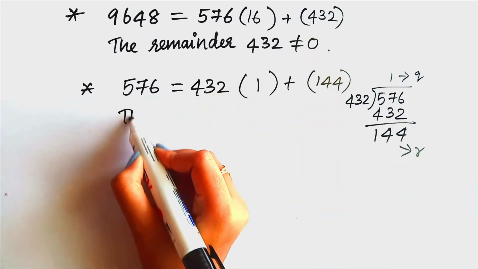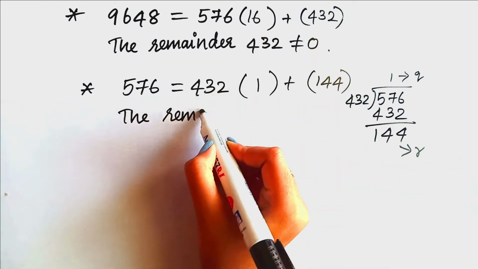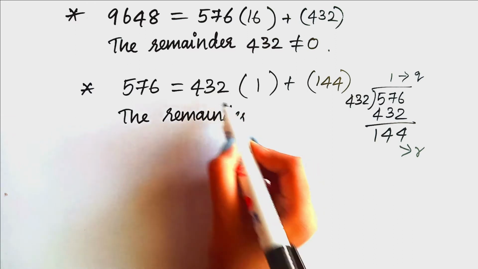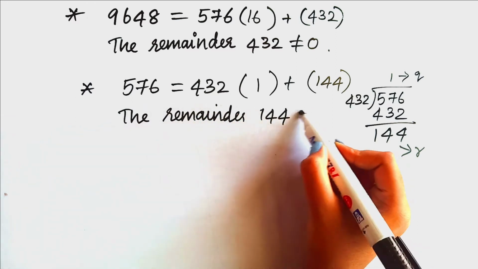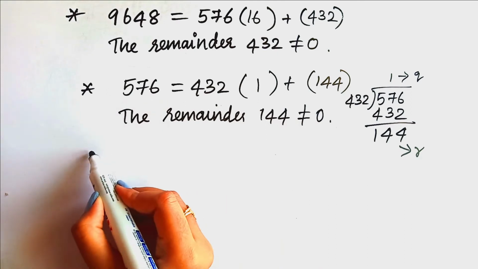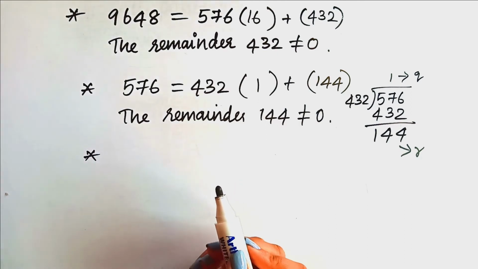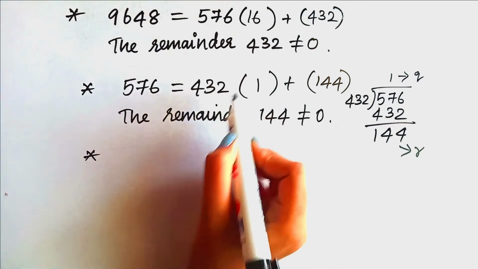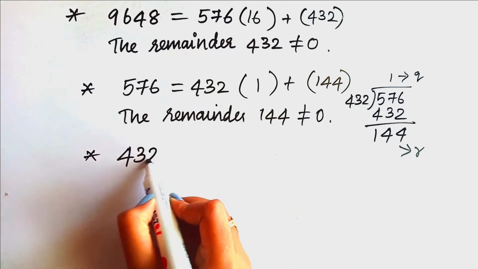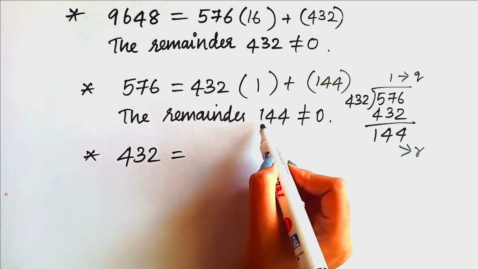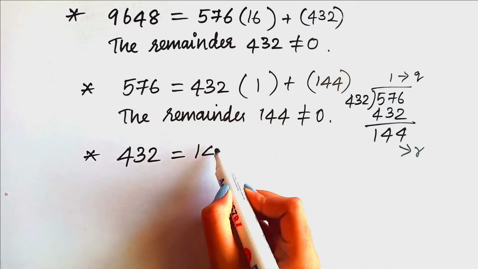Now again you can see that the remainder 144 is not equal to 0, right? So then we have to put an additional step here, which will take this 432 as A and equal to the remainder 144 as B, so 144.